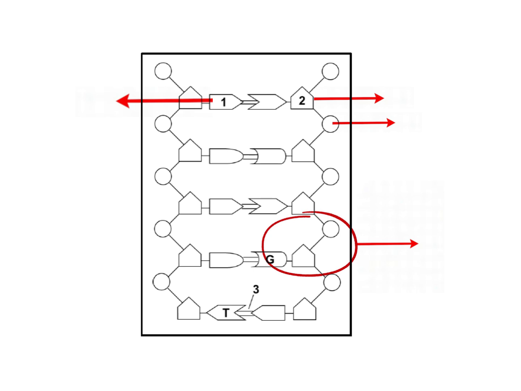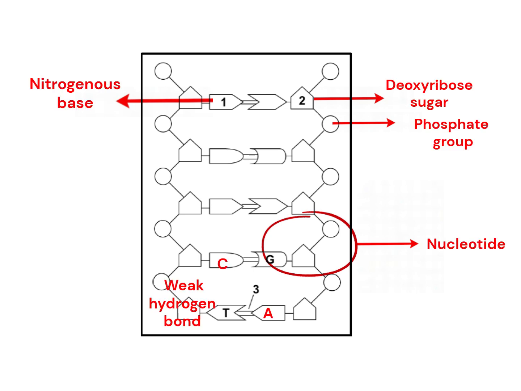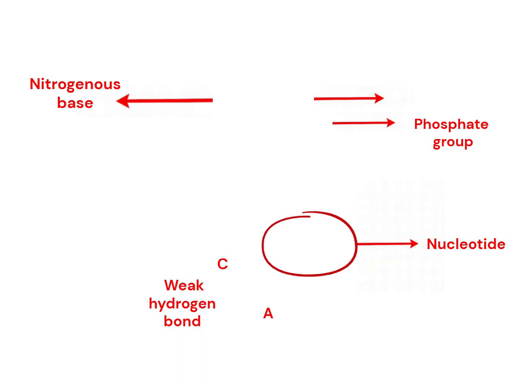So it's time for us to review our answers. We have number one being the nitrogenous base, number two being the deoxyribose sugar for the DNA, the next one being the phosphate group. We have the structure of the circled part being a nucleotide. We have guanine binding with cytosine and adenine binding with thymine.